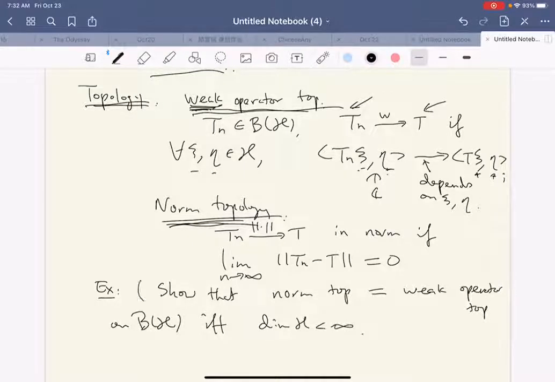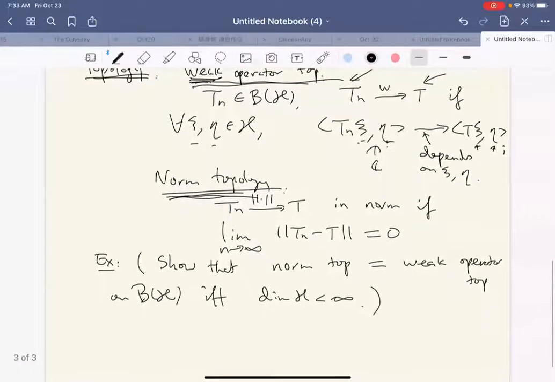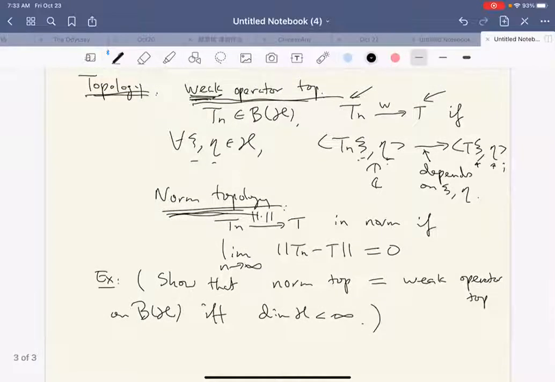So this is what I was saying earlier, that it's really in the infinite dimensional world we see all of these differences. In the finite dimensional world, all these topologies coincide. I think in the finite dimensional world, all the reasonable topologies you can think of coincide.